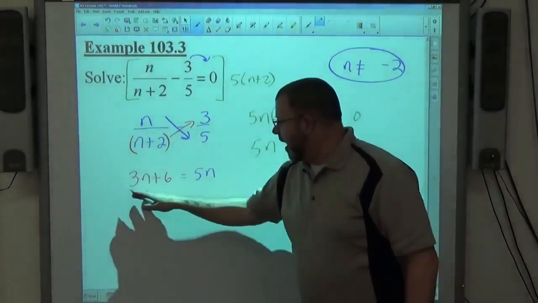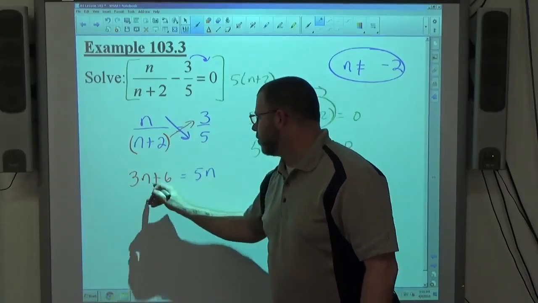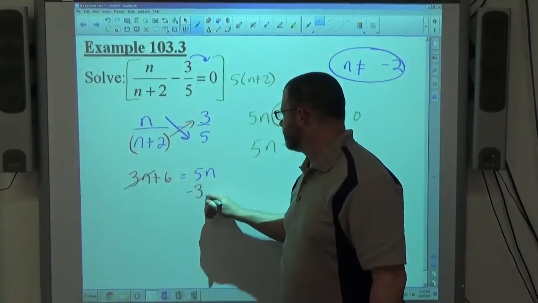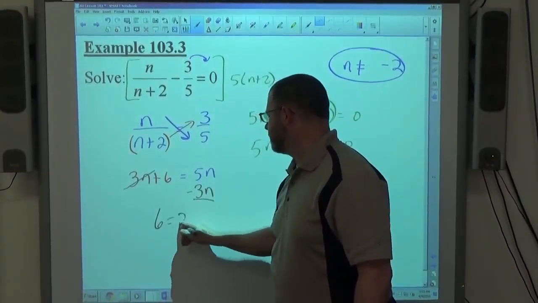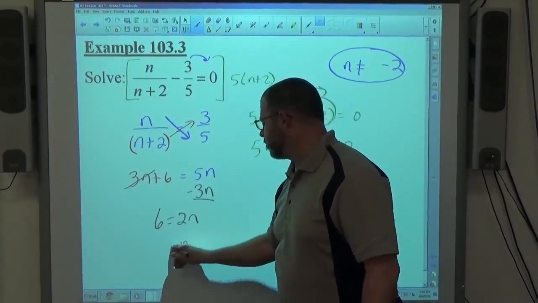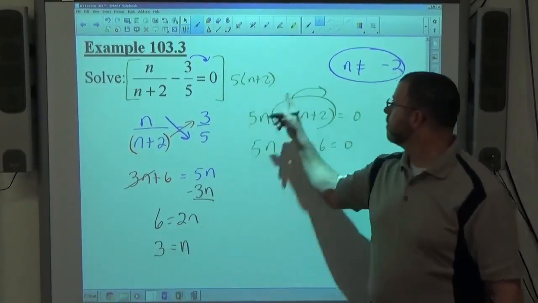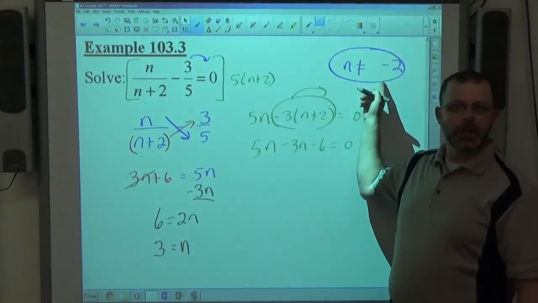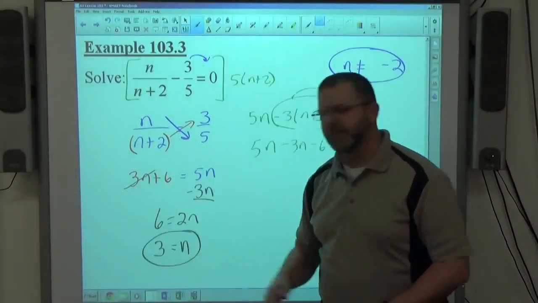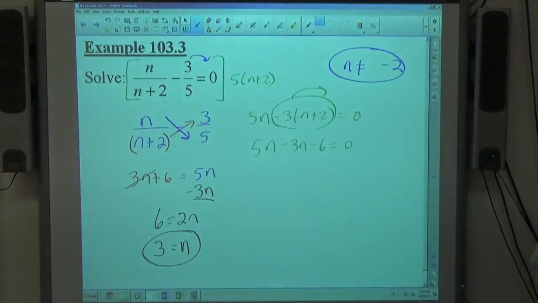If I go ahead and finish what I got going on over here, 3n plus 6 equals 5n. If I move the 3n over, I'm going to get 6 equals 2n. Divide by 2, I get n equals 3. Yep. My illegal number is negative 2. 3 is not the illegal number, so that's a fine answer. I circle it, I'm done.